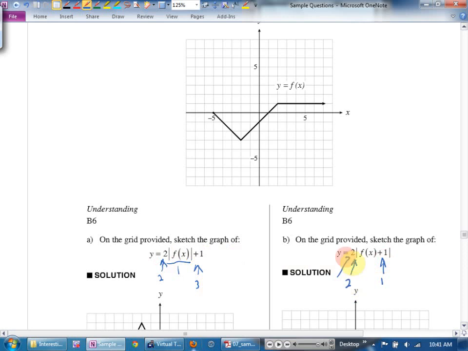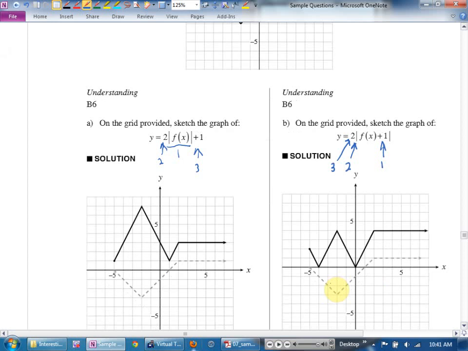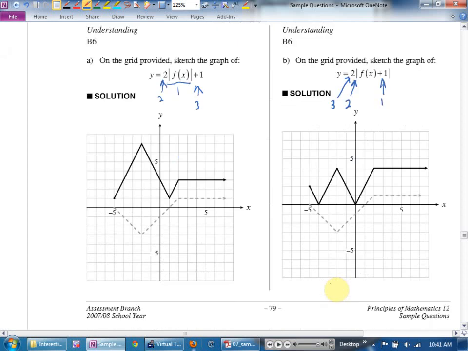So let's see. Here, absolute value first, so this would end up going to there, to there, to there, to there, to there, to there. So there's the absolute value graph in blue. Now I'll change colors. Vertical expansion, so instead of this point being 3 high, how high will it end up being? 6 high, right there. And instead of this point being 1 high, it'll end up being 2 high. And then what's the last thing? 1 up. Can you see if I move that red graph 1 up, I'm on the black graph.